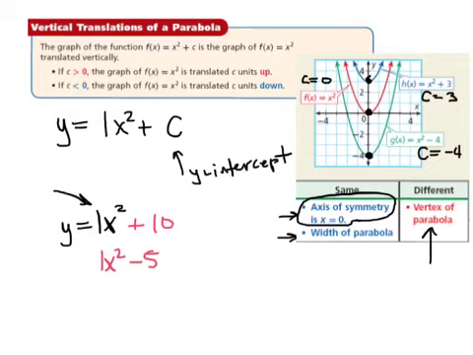If c is positive, that means it's going up. If c is negative, that means it's going down. Same kind of concept as before. Positive is up, negative is always down.